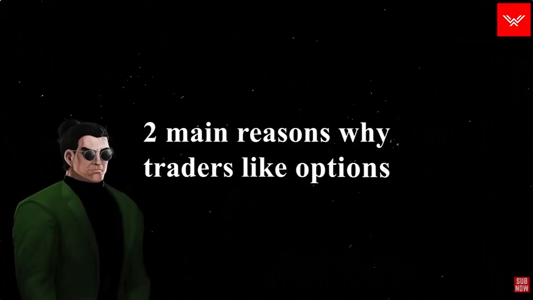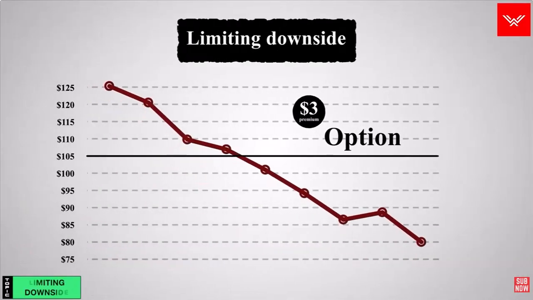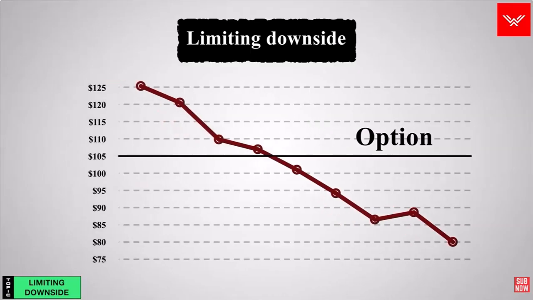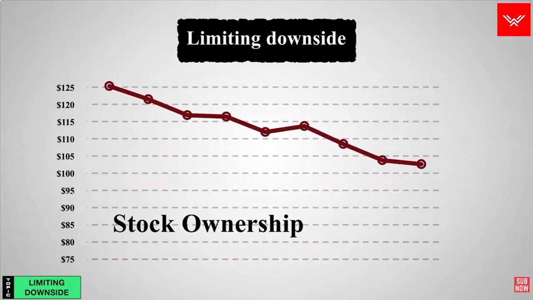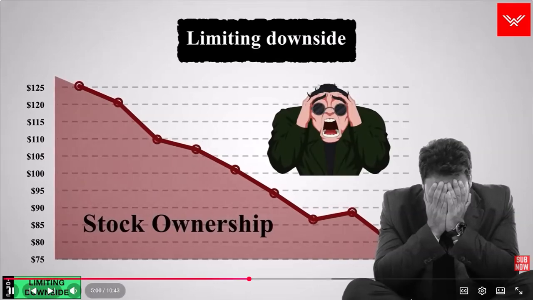So there are two main reasons why traders like options. First is limiting downside. When you purchase an option, the most you can lose is the premium you've paid. This contrasts sharply with stock ownership, where the potential loss could span from minor to catastrophic, depending on the stock's performance.